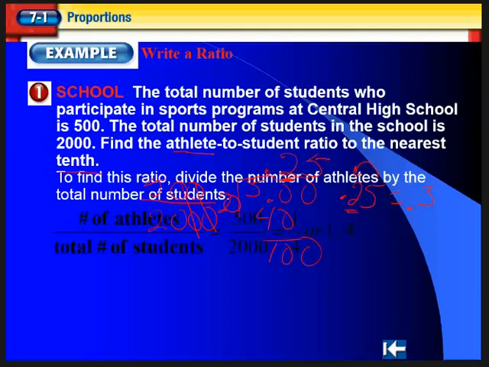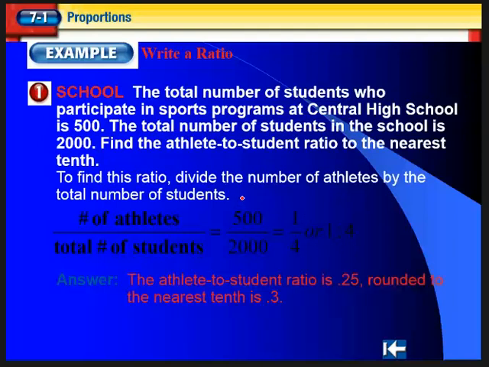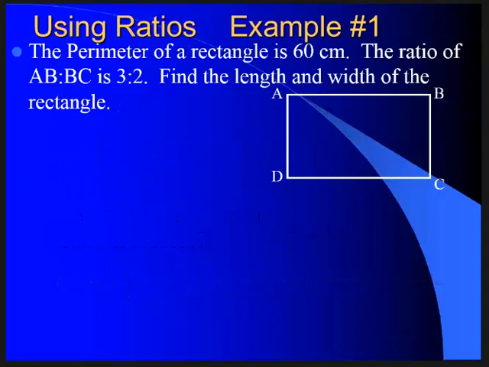Okay, on the computer it's a little bit neater. Looks like so. Okay, so again you could write it as 1/4 or 1 to 4, but the instructions said to the nearest tenth, so we need to divide that out and make it a decimal. Rounded to the nearest tenth is 0.3. So always go back up to your question and make sure you're answering the question correctly. Working too fast can get you in trouble sometimes.